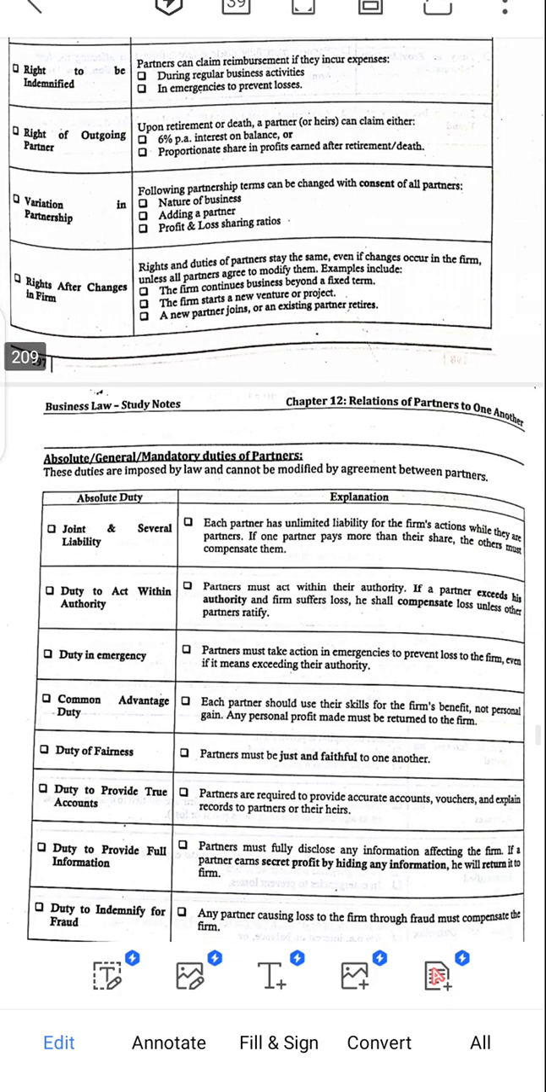So then we have the major or mandatory duties of partners. They cannot avoid these duties. Like joint and several liability: all the partners have joint and several liability, or unlimited liability.